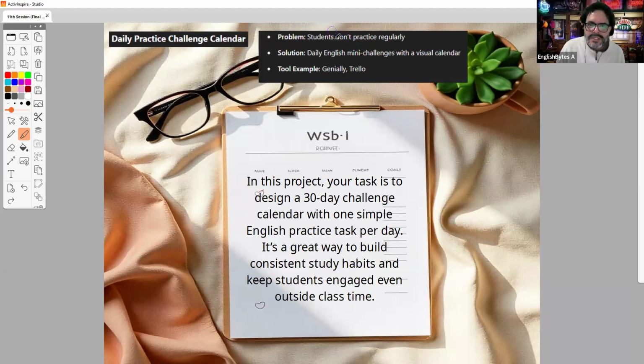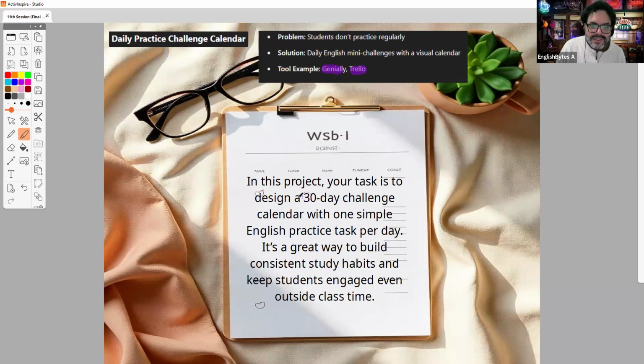What's the problem? Students don't practice regularly. Let's be honest. Most of them only practice during our classes, and they don't practice the rest of the days. What's the solution? Daily English mini challenges with a visual calendar. It can be done in Genially. It can be done in Trello. It can be done with any AI again, ChatGPT, Gemini, whatever.